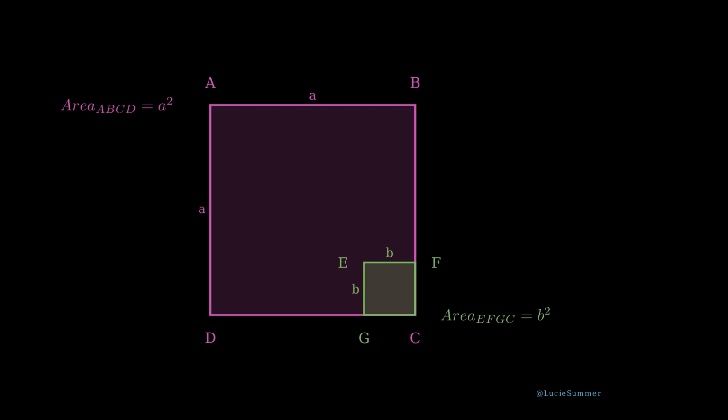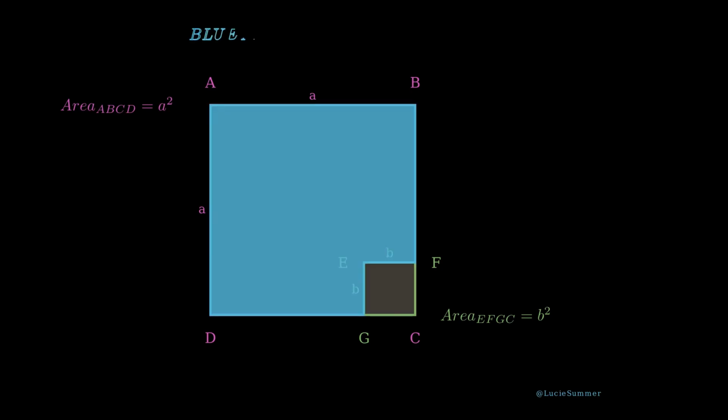You'll see that the difference between square ABCD and square EFCG is an irregular shape, and we're going to color it in blue. The blue shaded area between the two squares represents the difference of their areas, which is a squared minus b squared.